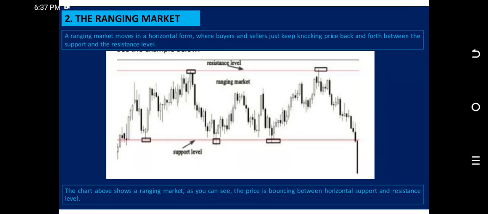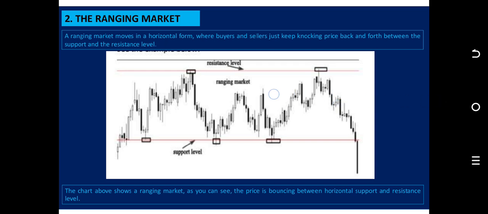So, all right, today we'll be talking about ranging market. This is just a typical example of a ranging market. Can you see? A ranging market moves in a horizontal form where buyers and sellers just keep knocking price back and forth between support and resistance. Thank God we've learned what resistance is, the level of resistance. Can you see it at the top? And we have the support below it. So when price is moving in between support and resistance, that is ranging market.